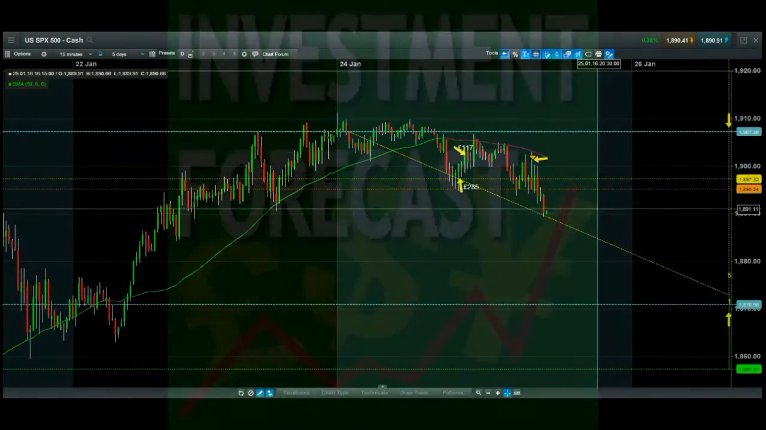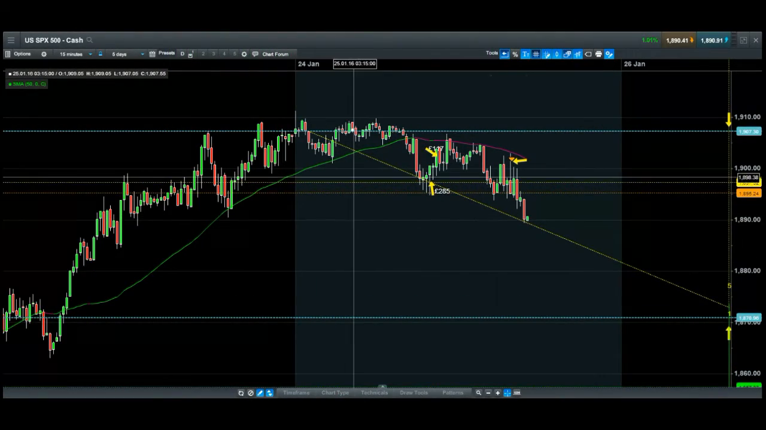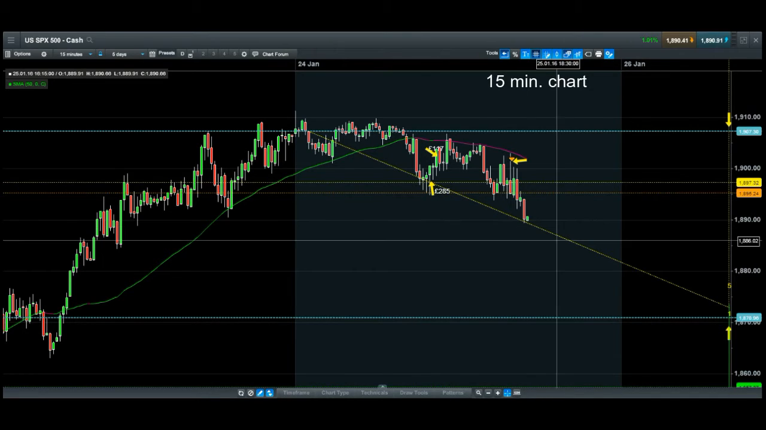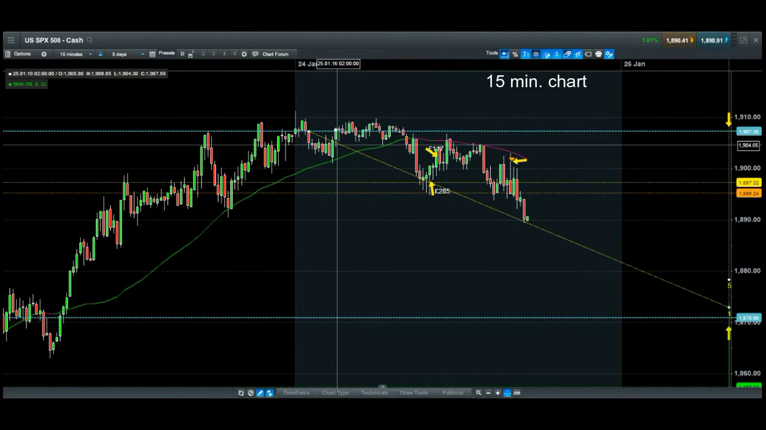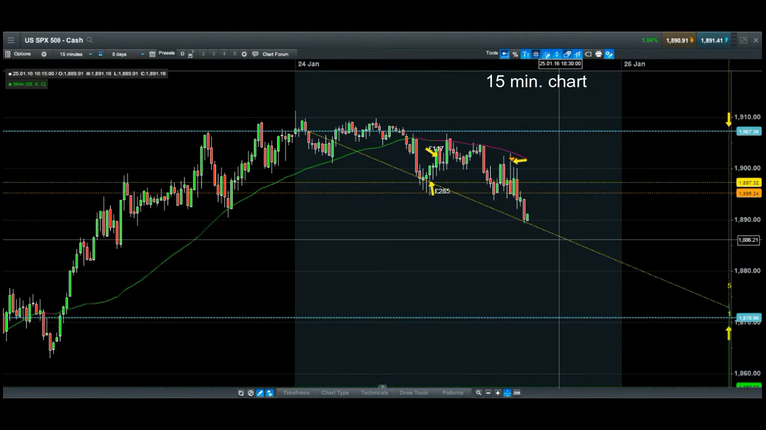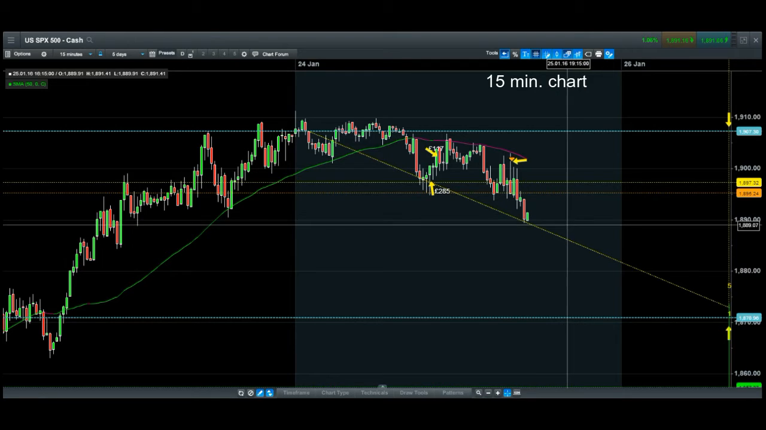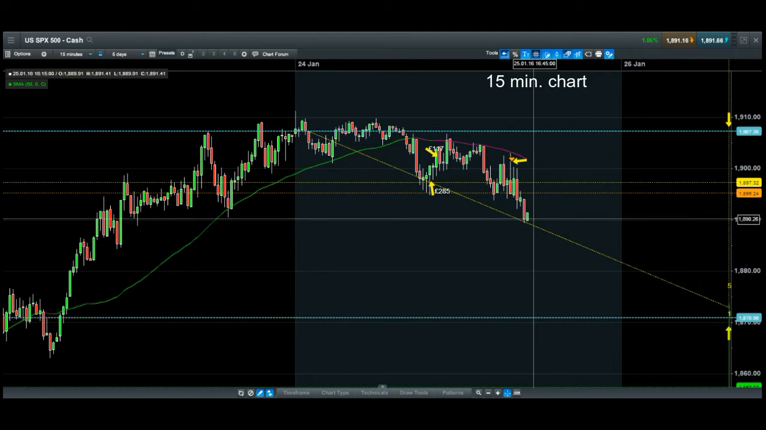Right, in the 15-minute chart, as you can see, the forecast of the direction is going pretty okay. It's following the trend pretty well. I expect another rebound here.